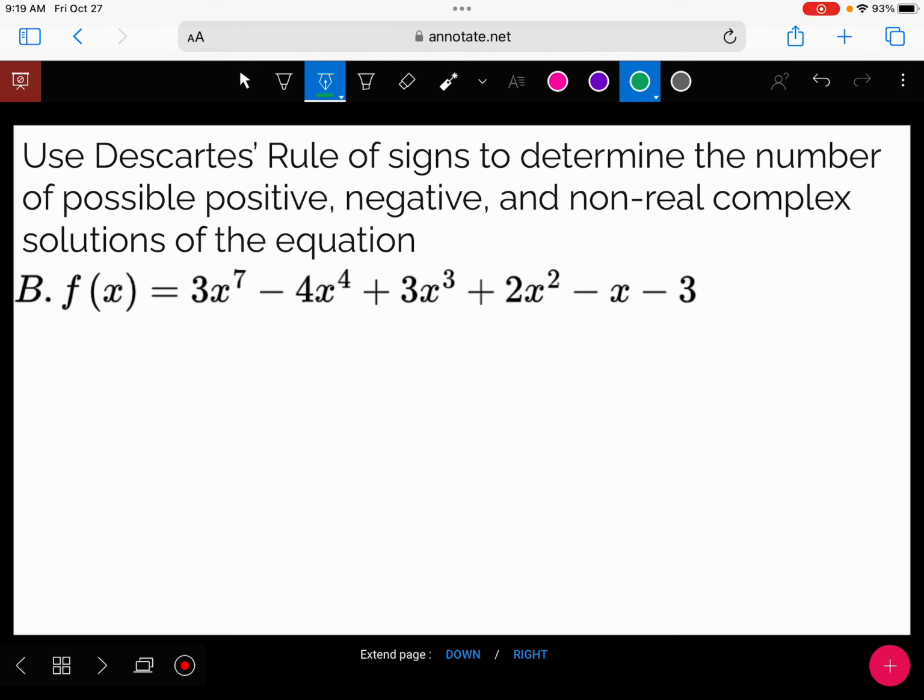All right. You have it written down? How many changes does f of x have? We have 1 here, 2. Is that the last time the sign changes? Got 1 more over here. So we have 3 changes.